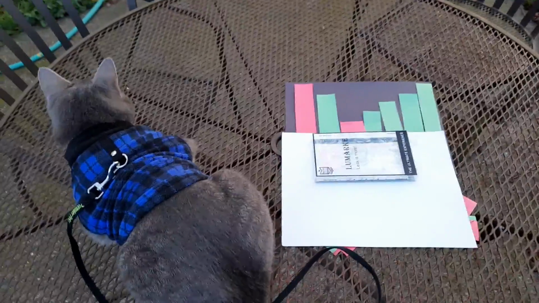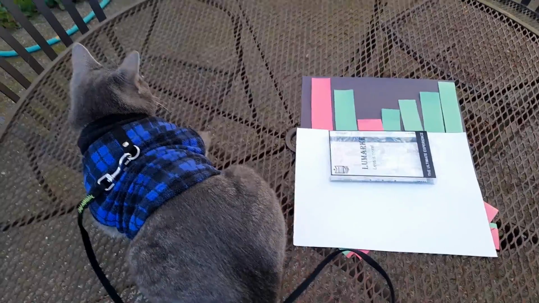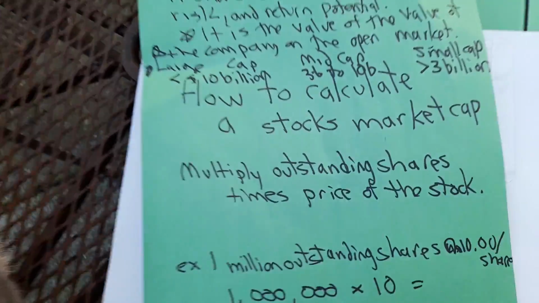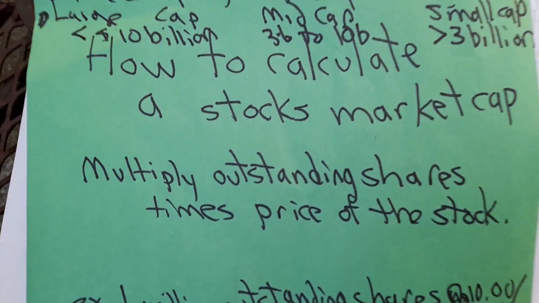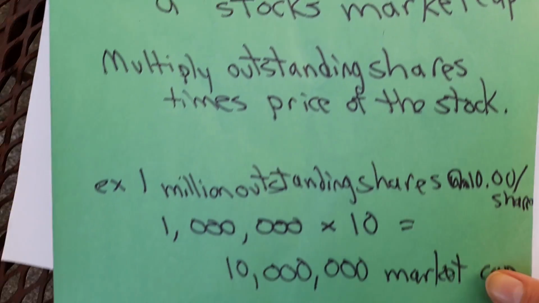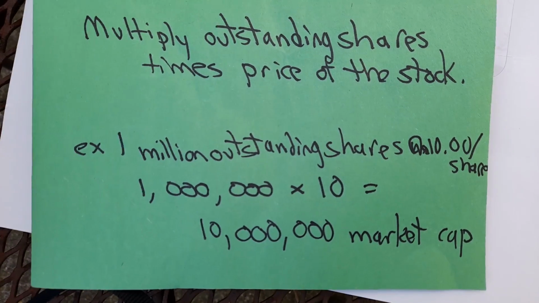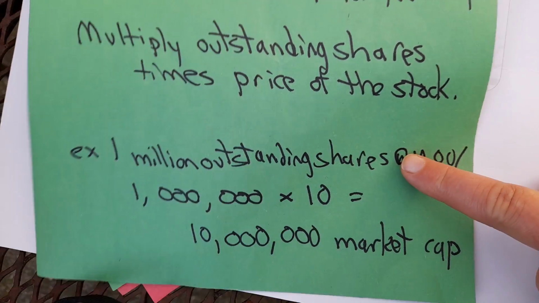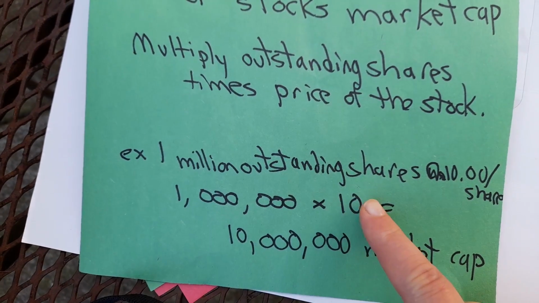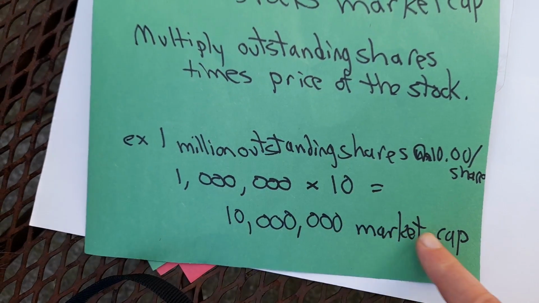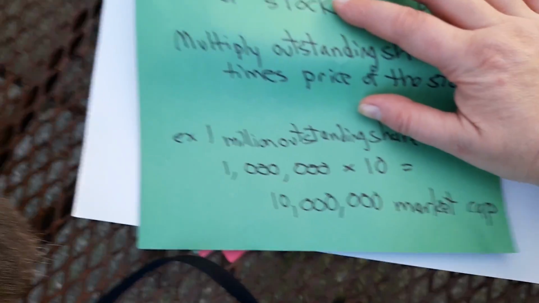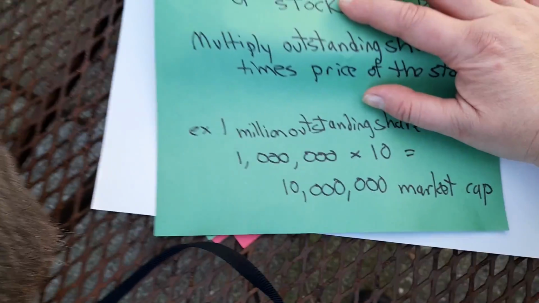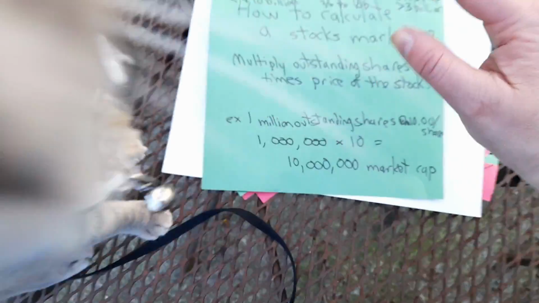Okay, so I wanted to show you how to calculate a stock's market cap, and it's really very easy. You multiply the outstanding shares times the price of the stock. For example, if I have 1 million outstanding shares, and that stock is $10 a share, I just go 1 million times 10, and that's a $10 million market cap. As we know from our review here, that would be a really, really small company because it's way less than 3 billion.